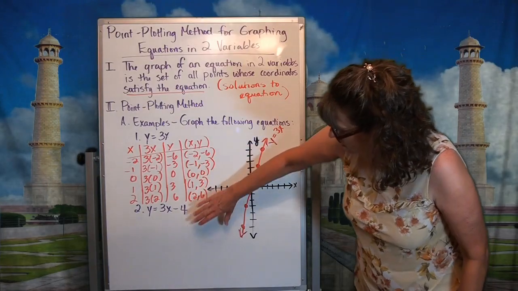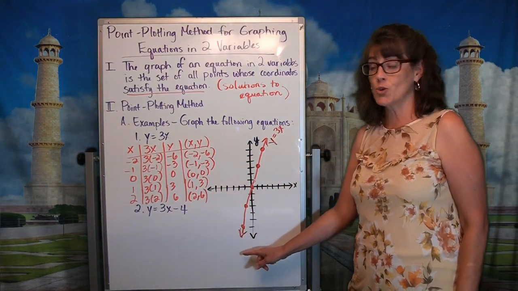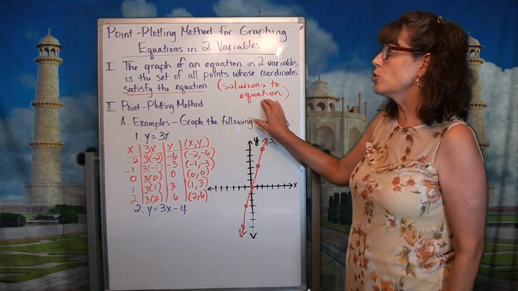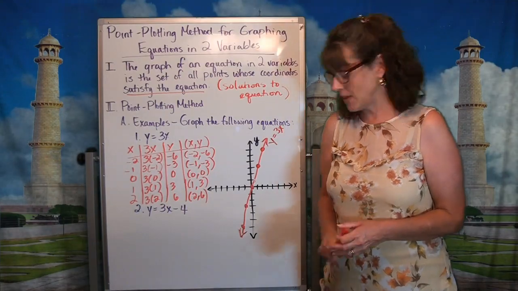So everything over here does not create truth. Everything over here does not create truth, but everything on the line creates truth. And that's why everything on the line is a solution to the equation. Again, crazy important that you understand that.